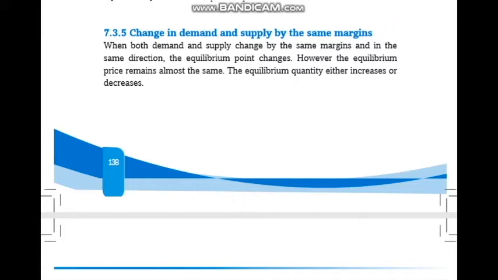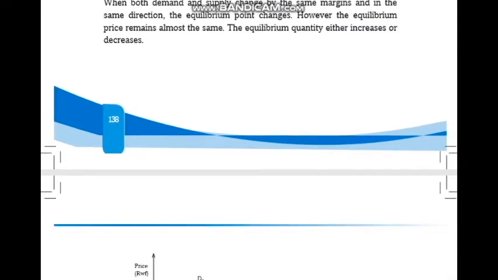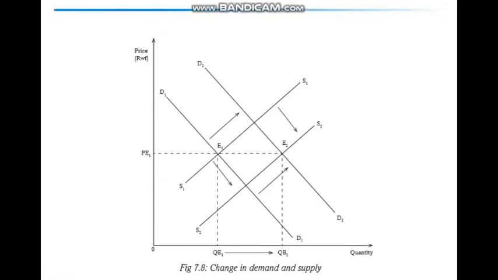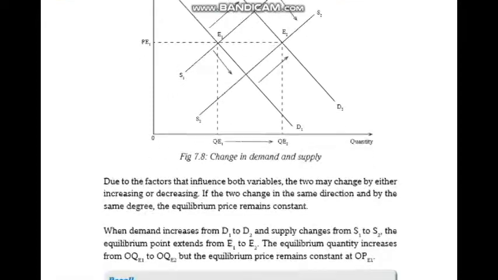However, the equilibrium price remains almost the same. The equilibrium quantity either increases or decreases. This is a graph that shows how equilibrium changes when demand and supply change at the same margins.